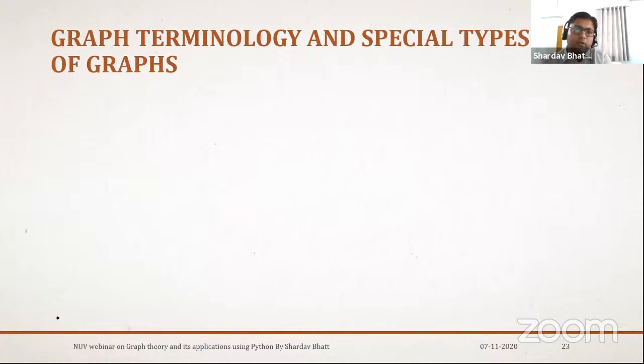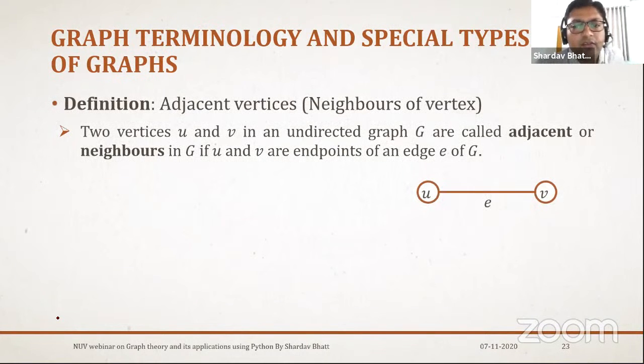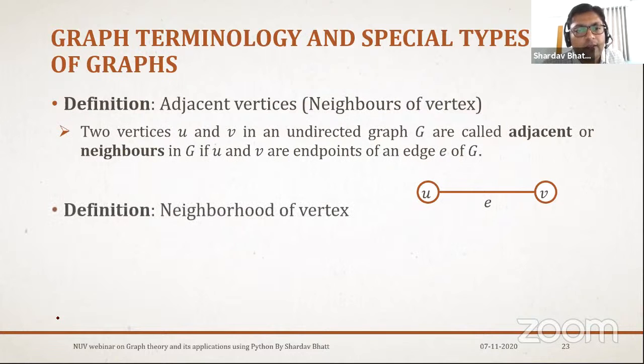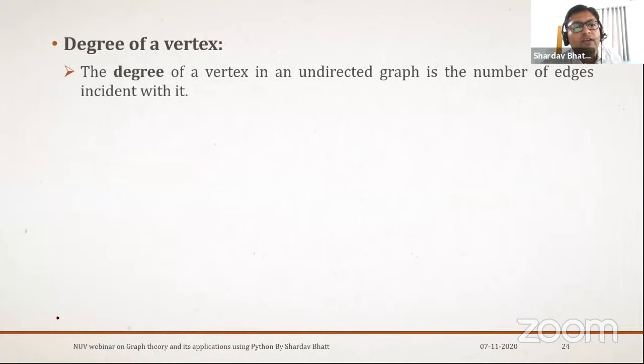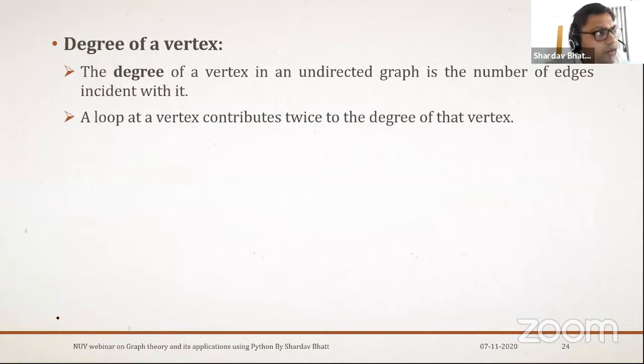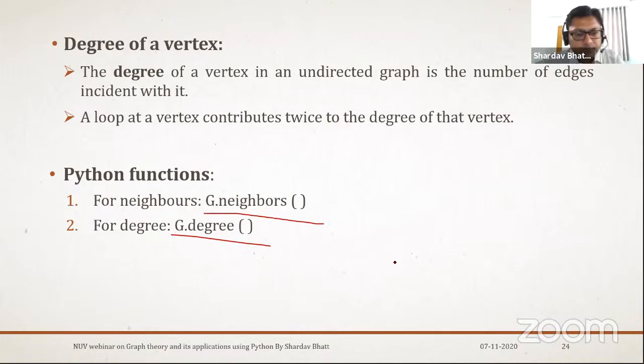Now there are some terminologies of graphs, like neighbors. Neighbors means if a particular vertex is joined with other vertices, all those other vertices are known as neighbors of that vertex. And there is something called the degree of a vertex. Degree of a vertex is nothing but the number of edges connected with a particular vertex. And for that, the Python functions are g.neighbors and g.degree.